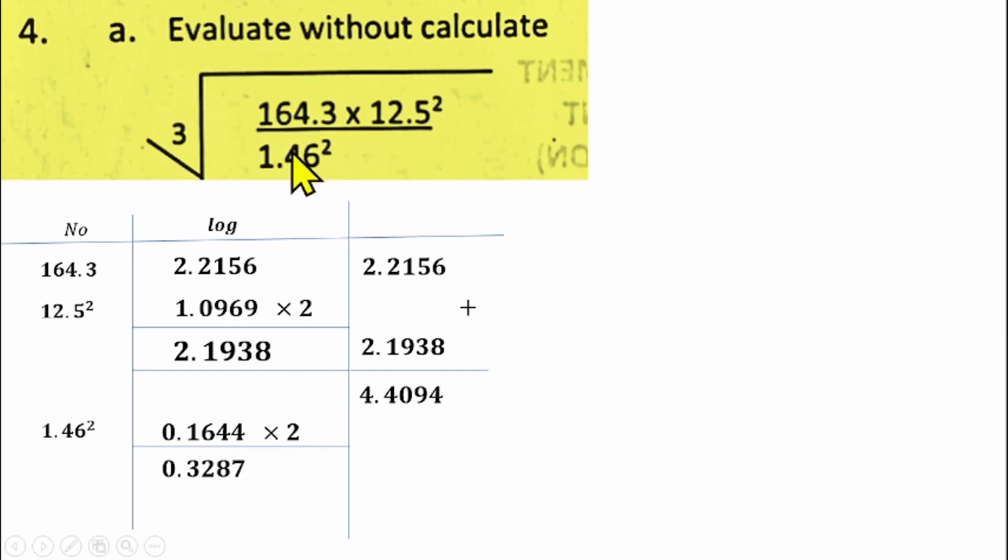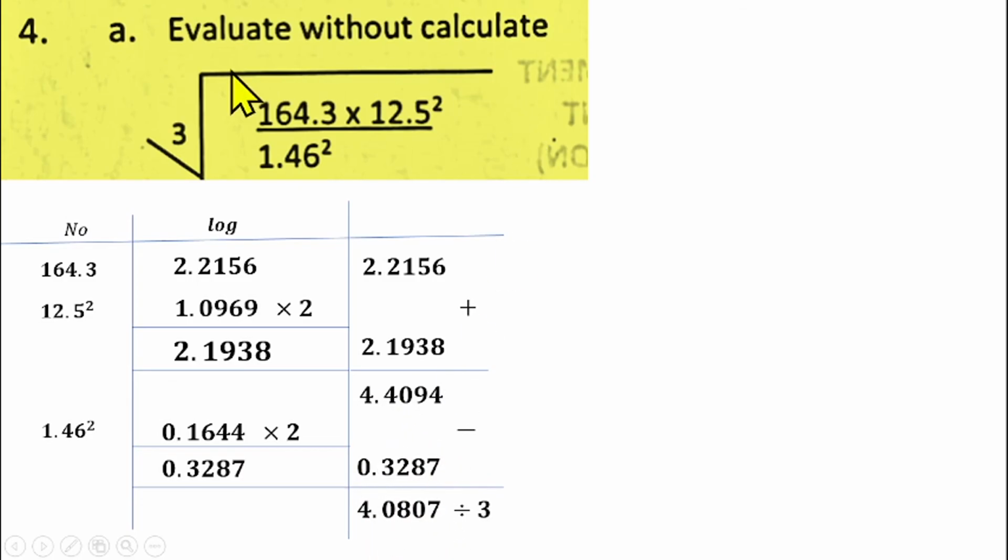But between numerator and denominator, there's a division sign here. So that means we need to subtract the answer of the denominator from the numerator. This is the answer for the numerator, this is the answer for the denominator. So you bring it out here as well, and you now subtract. If you subtract this from this, you'll be having 4.0807.